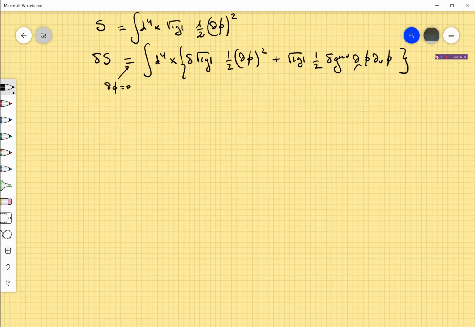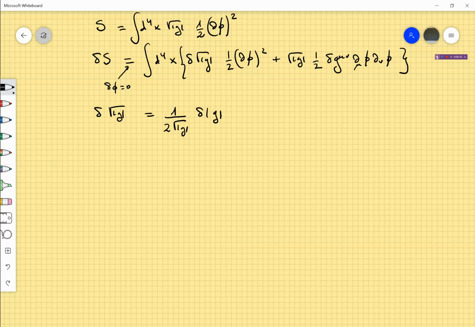Okay, now I need to know what this variation of the square root of the metric is. So let me do this calculation independently. First I take the variation with respect to the square root. So I get this 2 times 1 over 2 times the square root of g, and then the variation of the determinant.